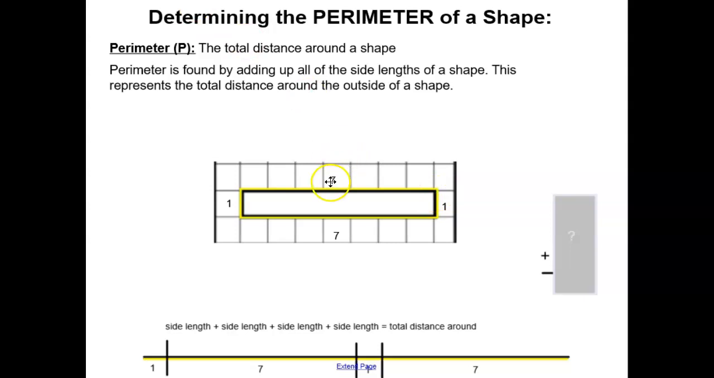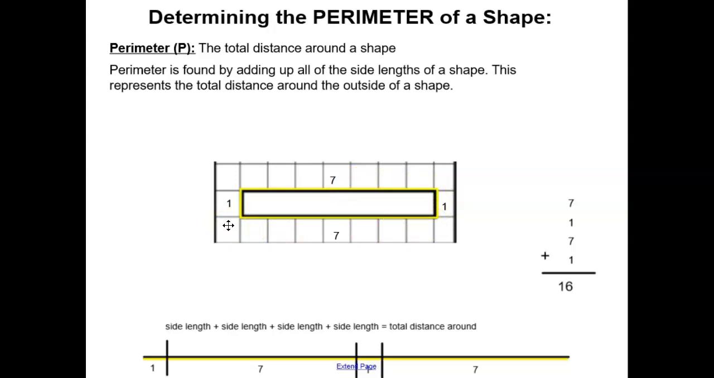Wonderful job. So you would have added 7 plus 1 plus 7 plus 1. A way that could help you is I know 7 plus 7 is 14 because 7 times 2 or 7 2 times is 14. Plus 1 more is 15, plus 1 more is 16. Yes, so the total distance around this shape is 16.